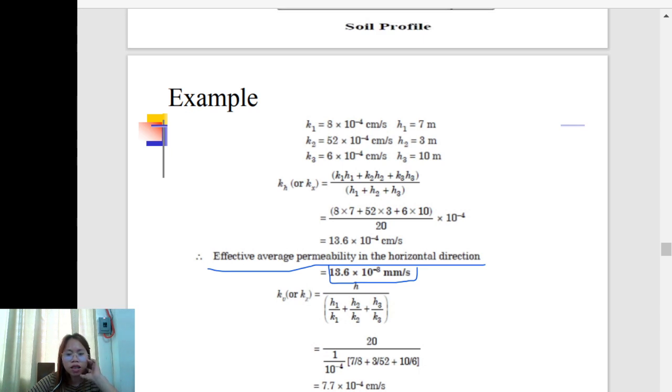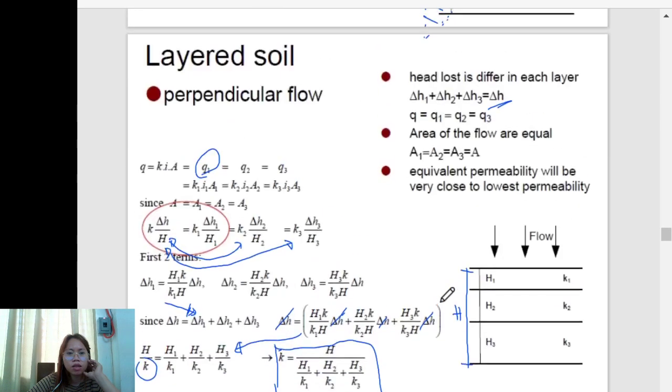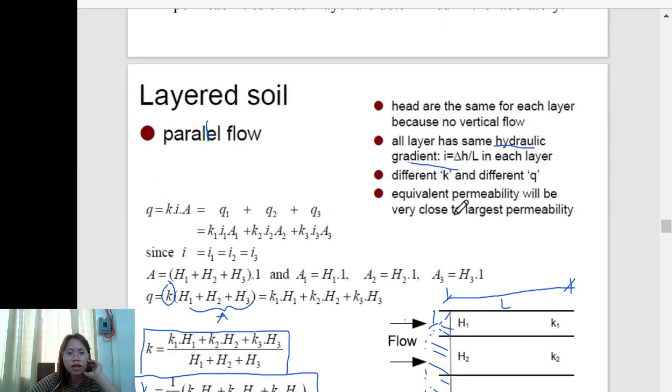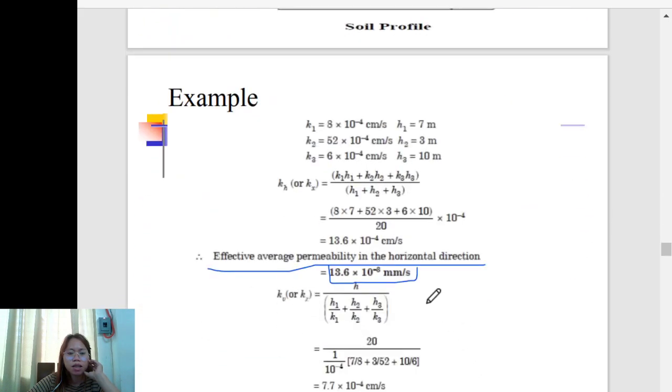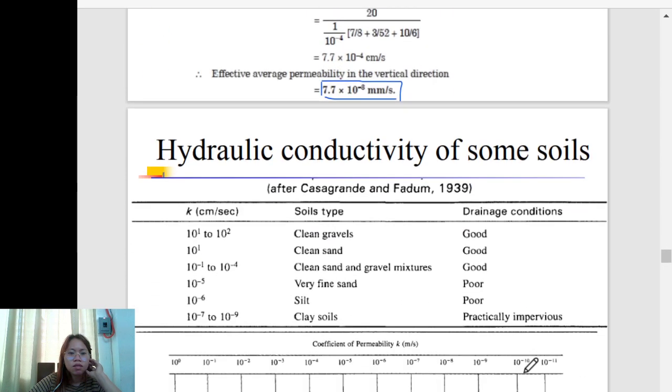So this is closest to the smallest permeability. While this one is very close to the highest value, the largest permeability, the 13.6. It is closer to that than to the two smaller permeabilities.